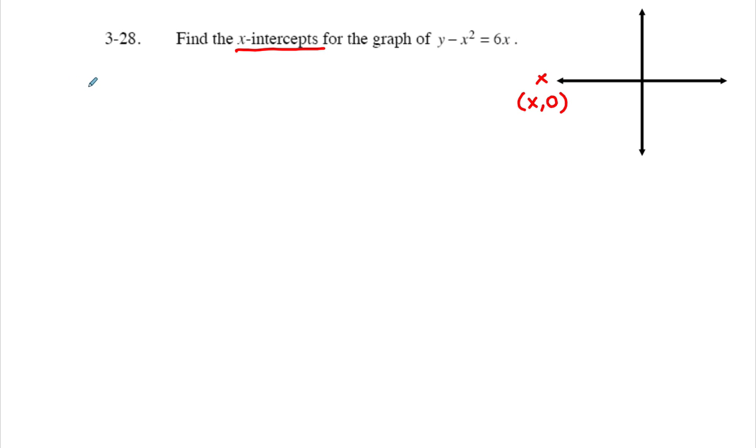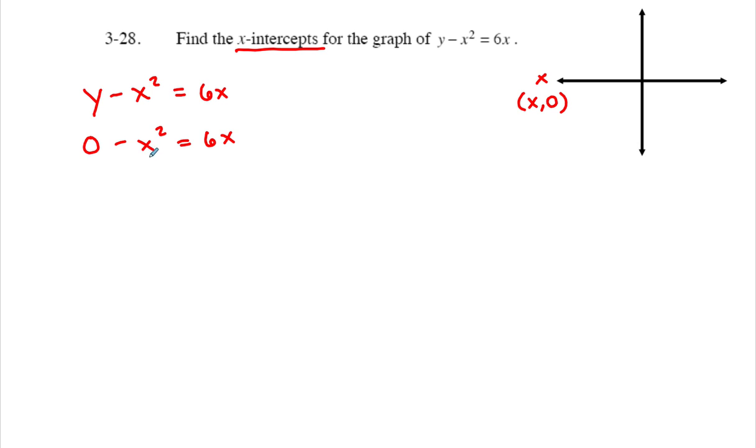So let's start out by just recopying the problem over here. We've got y minus x squared equals 6x. First thing we're going to do is put in our 0 for our y. We're going to say 0 minus x squared equals 6x.